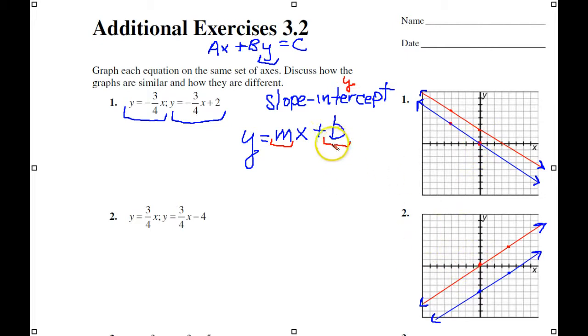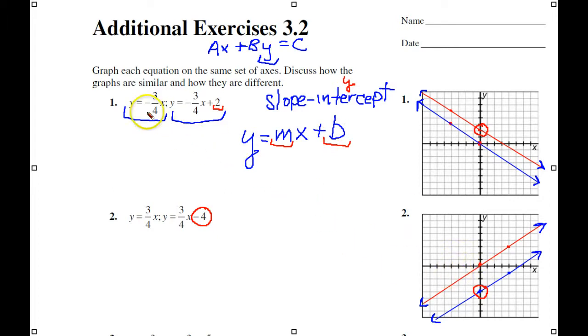Now, otherwise, it's going to go through wherever this number is. This is a 2. So this one here is going through the y-axis at 2. It's called the y-intercept. And this is -4. And where this line is going through the y-axis, it's the y-intercept. Now notice this one didn't have one. Its b is in a sense 0. There isn't any. So it's going through the origin.